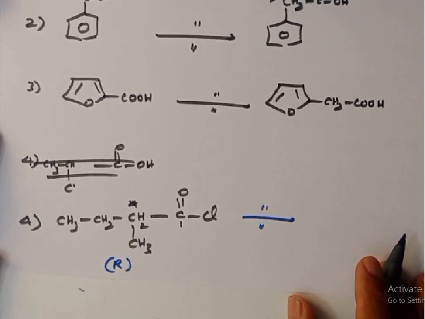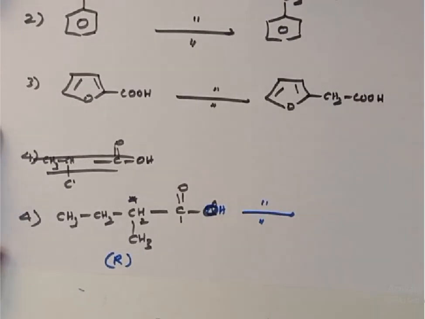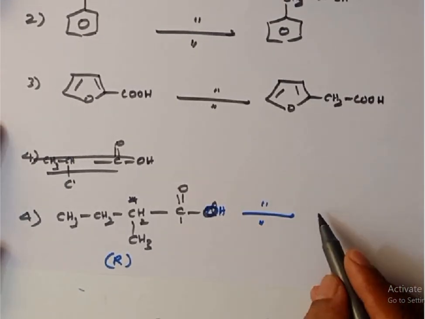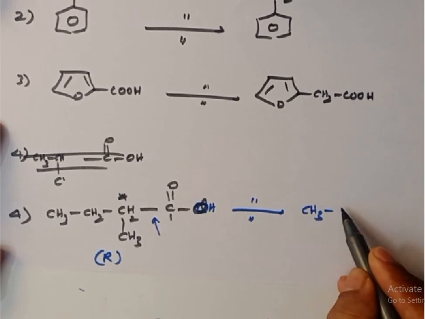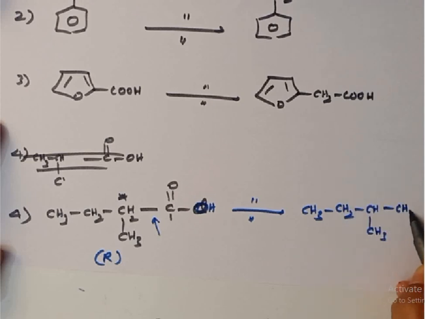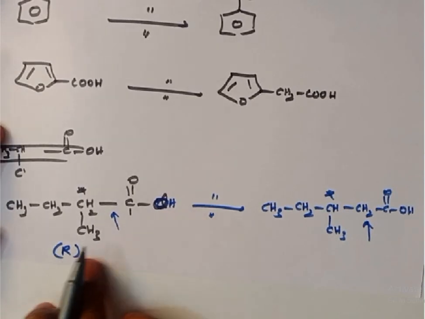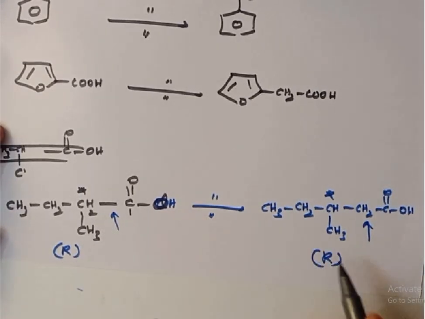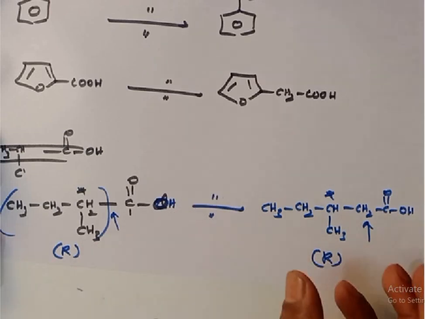In the final product, here I will put OH, carboxylic acid, and treat it with all the reagents. In the final product, see what will happen. The CH2 group is incorporated here, so you will get CH3, CH2, CH, CH3, CH2, COOH. A CH2 group is incorporated, and this still remains an asymmetric carbon. And if you analyze, the configuration remains as such. So keep this in mind: in the Arndt-Eistert synthesis, the stereochemistry of the R group is retained.